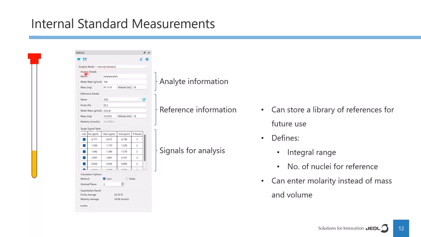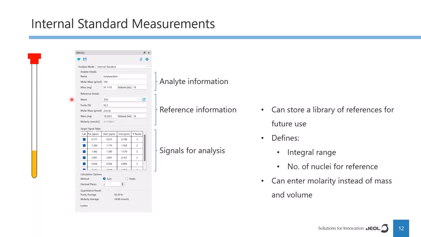What this effectively does is set up the panel to give you the boxes that you need to put the information in. So we start off with information on our analyte. So we have our sample name, molar mass, sample volume. And we can set SMILEQ up to get this information automatically from our experimental data, if possible. So if you have these values set as parameters when you submit your experiment, we can pull those from the experimental data automatically. Otherwise, you can populate this form manually.